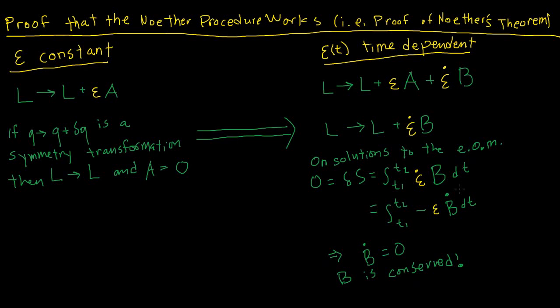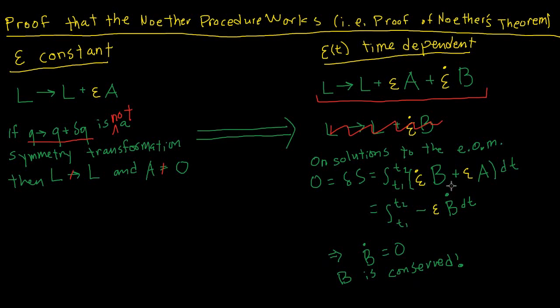In any case, now that I've said all that, I want to bring up something else important. Namely, what happens if Q goes to Q plus delta Q is not a symmetry transformation? Then L doesn't go to L, L does change, and A is not equal to 0. Furthermore, this is no longer true. L does change with this term proportional to A. A isn't 0. And on solutions to the equations of motion, now we've got to change this. So now there is a term here plus epsilon times A dt.